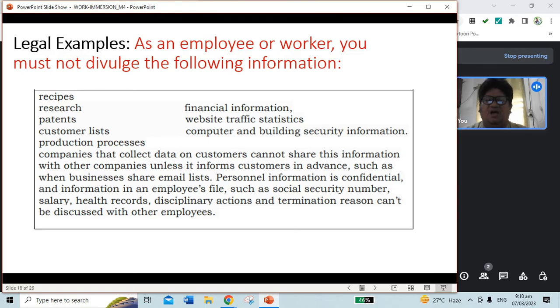Companies that collect data on customers cannot share this information with other companies unless it informs customers in advance. Like business share email list. Personal information is confidential also. Information employees file, confidential yan. Like yung SSS number, yung salary nila, yung health record nila, disciplinary action kung sakaling mayroon, termination reason can't be discussed with other employees. So, mali yon. Dapat hindi yan pinagsasabi kahit kanino.